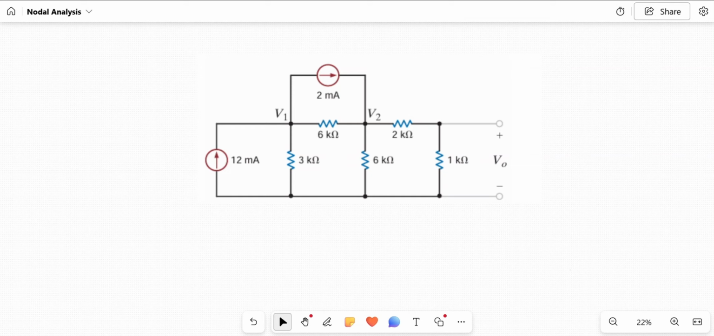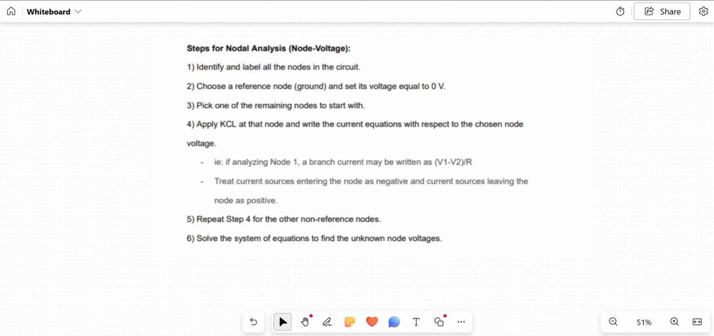We want to be using nodal analysis, or node voltage, to solve this circuit. The first thing you want to do is identify and label all the nodes in the circuit. Number 2, choose a reference node, the ground, and set the voltage equal to 0. Pick one of the nodes to start with, apply KCL to that node, and then repeat the steps, and then solve the system of equations.